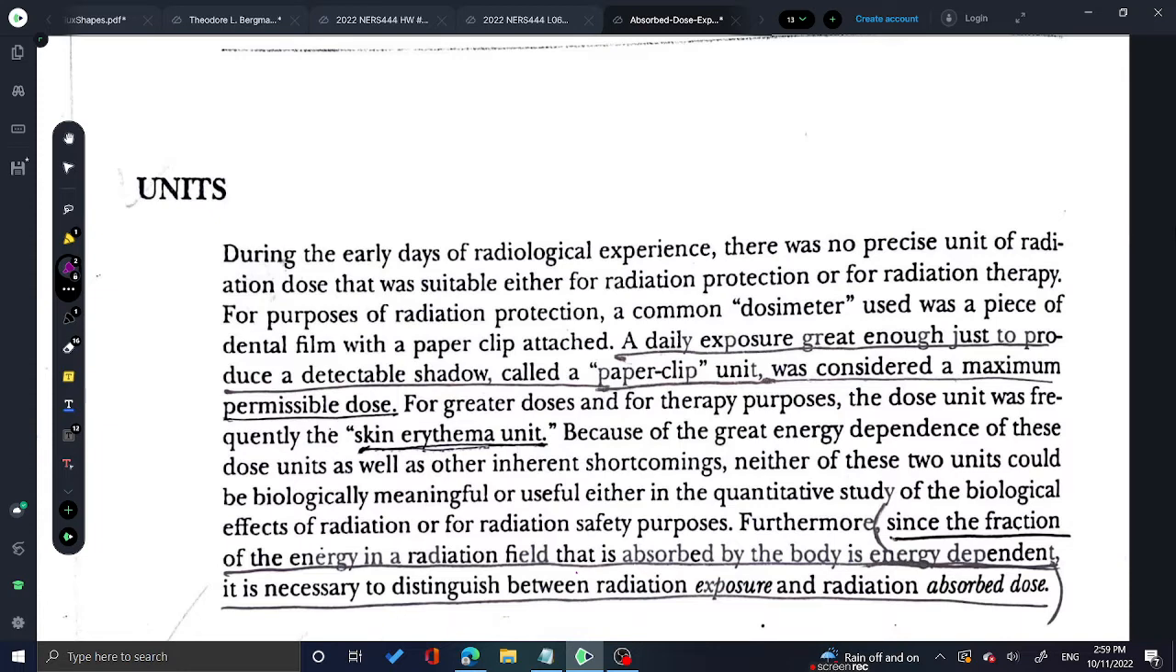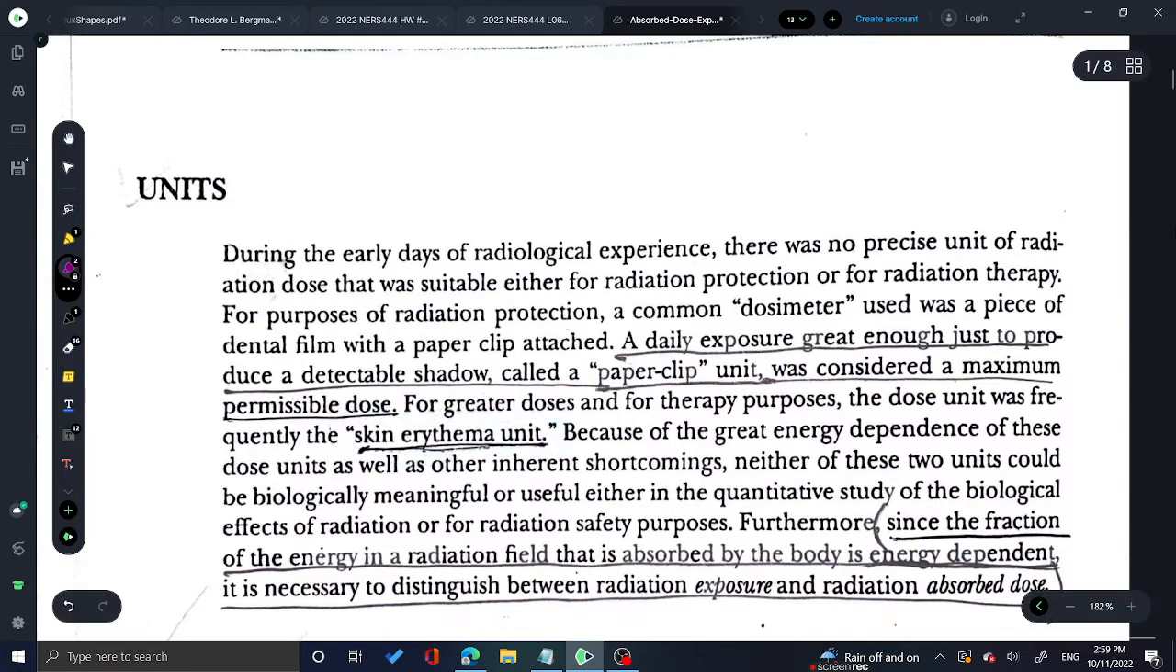But when you're giving therapy or going through treatment for different diseases, you need a higher dose of radiation, right? In that case, they used to use another unit called the skin erythema unit. So this was for higher doses of radiation.